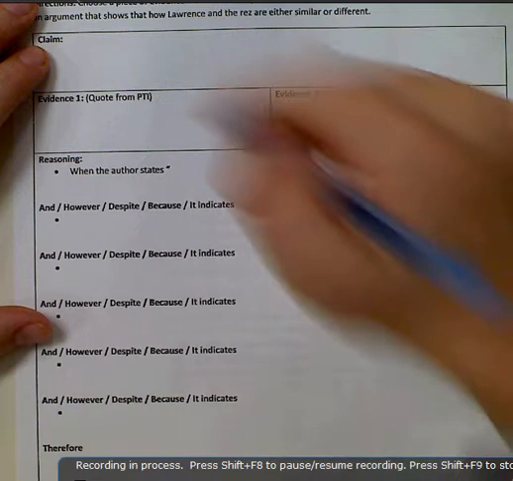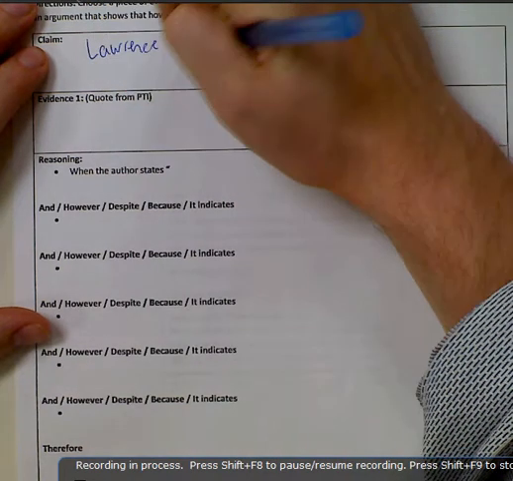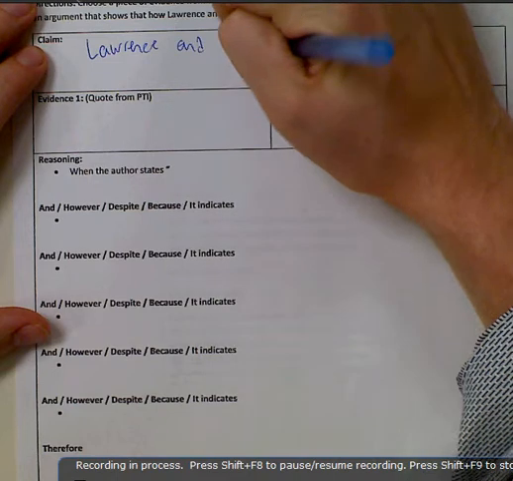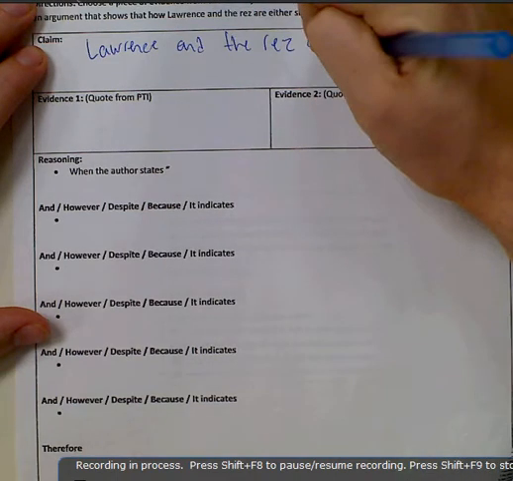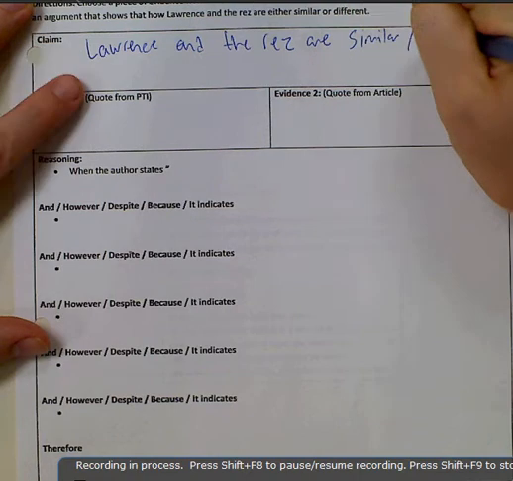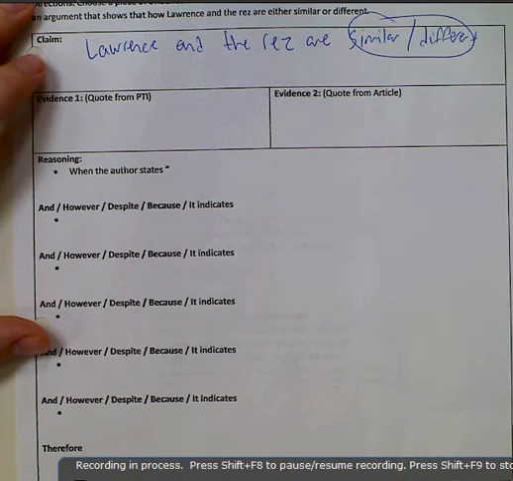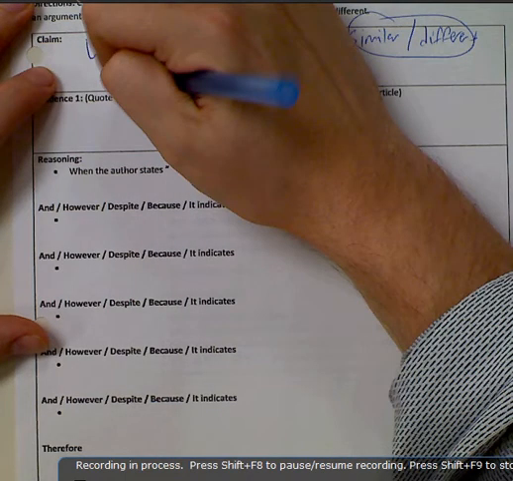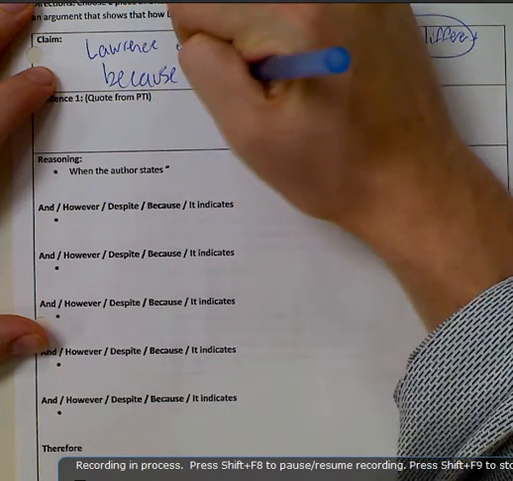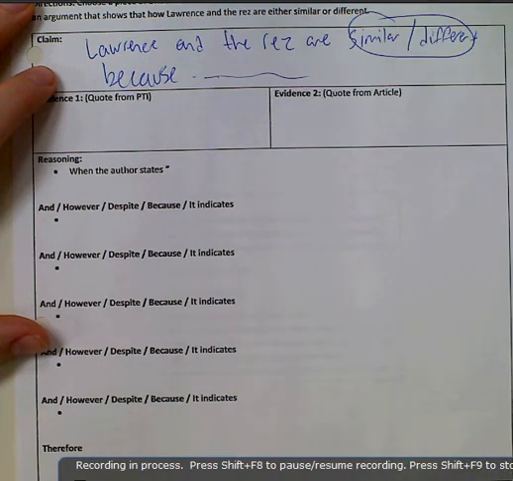Most people have been starting with "Lorentz and the res are," and then they have to choose. It's either similar or different. So you choose one of those two words, "because," and then give me a reason why in this space here. Why are they similar or why are they different?